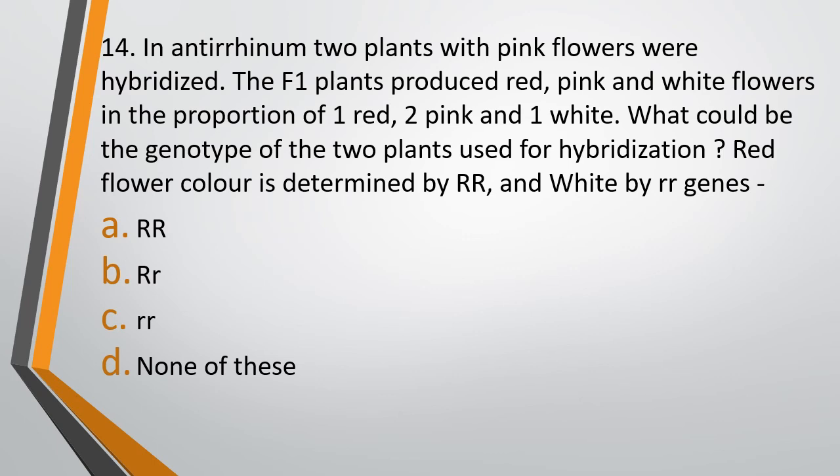Question number 14. In Antirrhinum, two plants with pink flowers were hybridized. The F1 plant produces red, pink and white flowers in proportion of 1 red, 2 pink and 1 white. What could be the genotype of the two plants used for hybridization? Red flower is determined by capital R, and white flowers are determined by small r. Options: capital R, capital R, small r, or none of these. The correct answer is option B, capital R, small r.